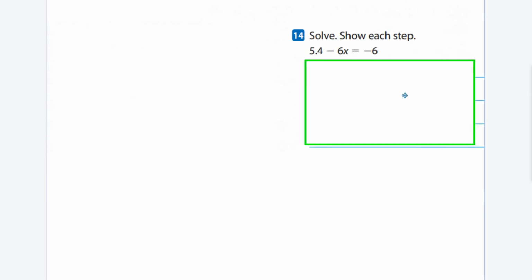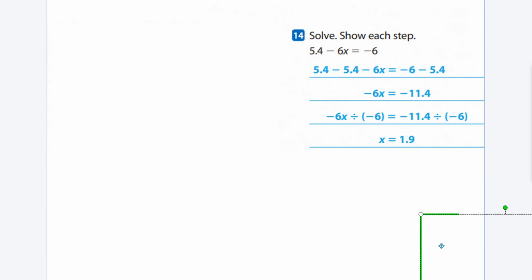And let's look at question 14. Hopefully you got x equals 1.9. Again, they did it the traditional way. So the first thing you need to do is take away 5.4. You don't add. Remember, this is negative 6x. This is positive 5.4. So I'm going to add 5.4. I'm sorry, subtract 5.4. This is positive 5.4. So I'm going to subtract 5.4 on both sides of the equation.